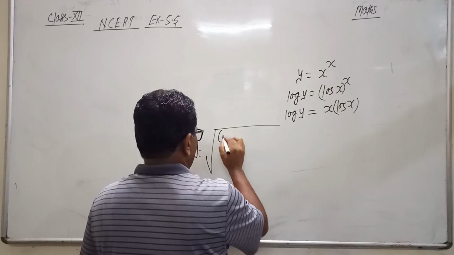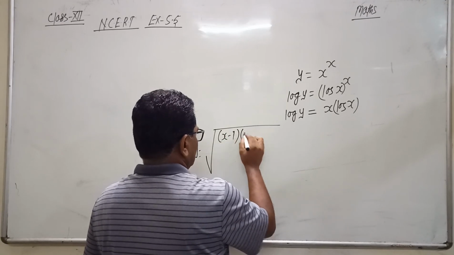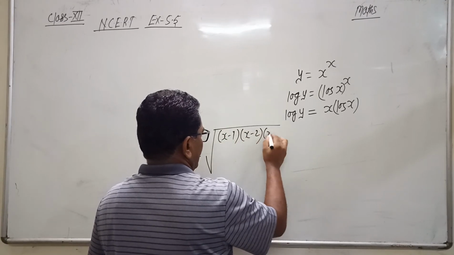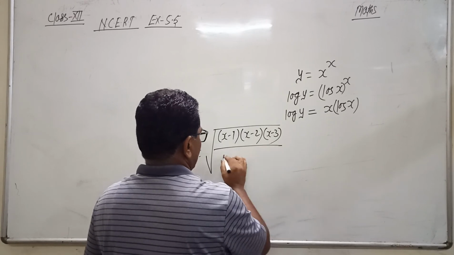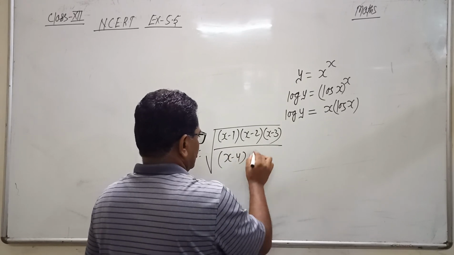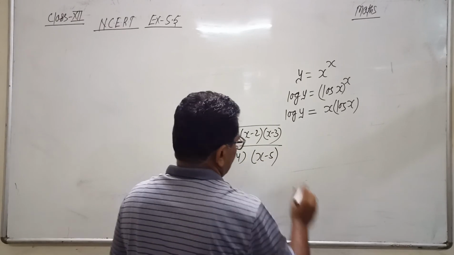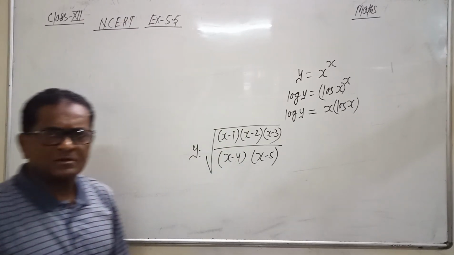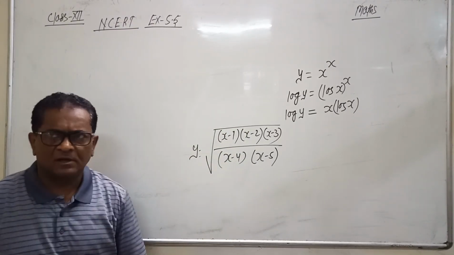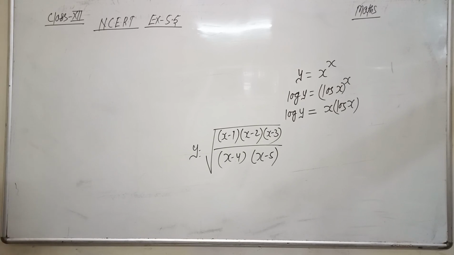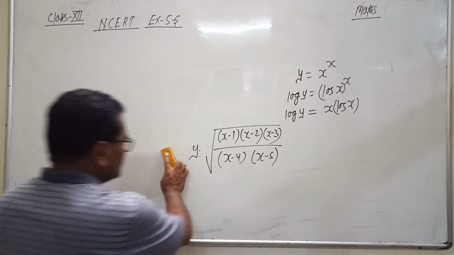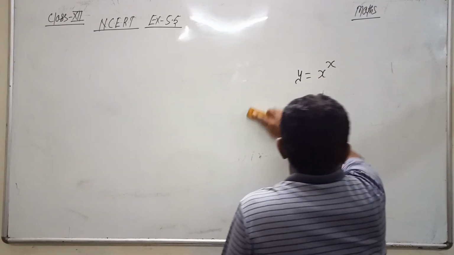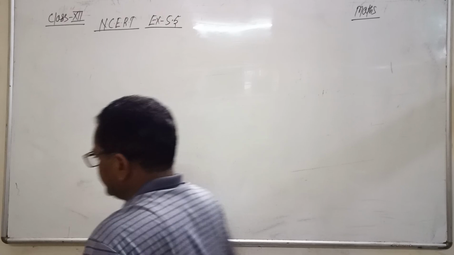under root of (x minus 1)(x minus 2)(x minus 3) upon (x minus 4)(x minus 5). If there is a term like this, this is very complicated. So in such cases, we will take log both sides and then we differentiate. So let us start the first question.